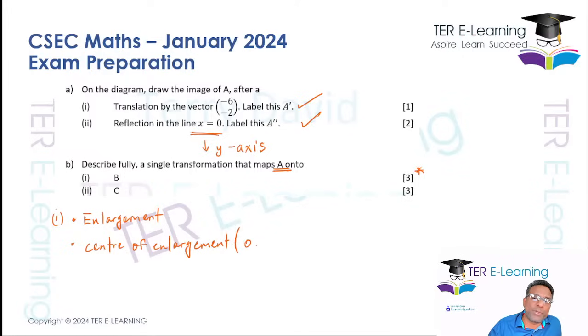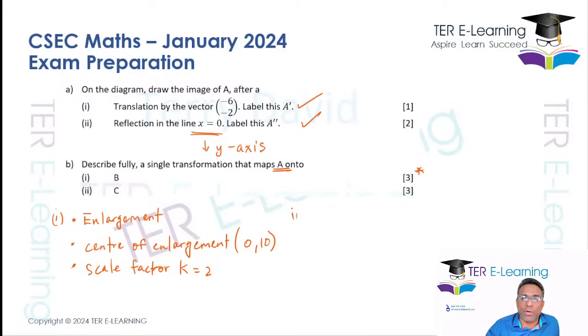Right? And that point was 0, what was it, 10? 0, 10. Let's go back here. Yeah, 0, 10. And you also must specify the scale factor. So the scale factor K is equal to 2. So you're doubling the linear dimensions of your object, right? You have to say all of that in order to get the marks, yeah? Right. So next part now, so that's part 1.